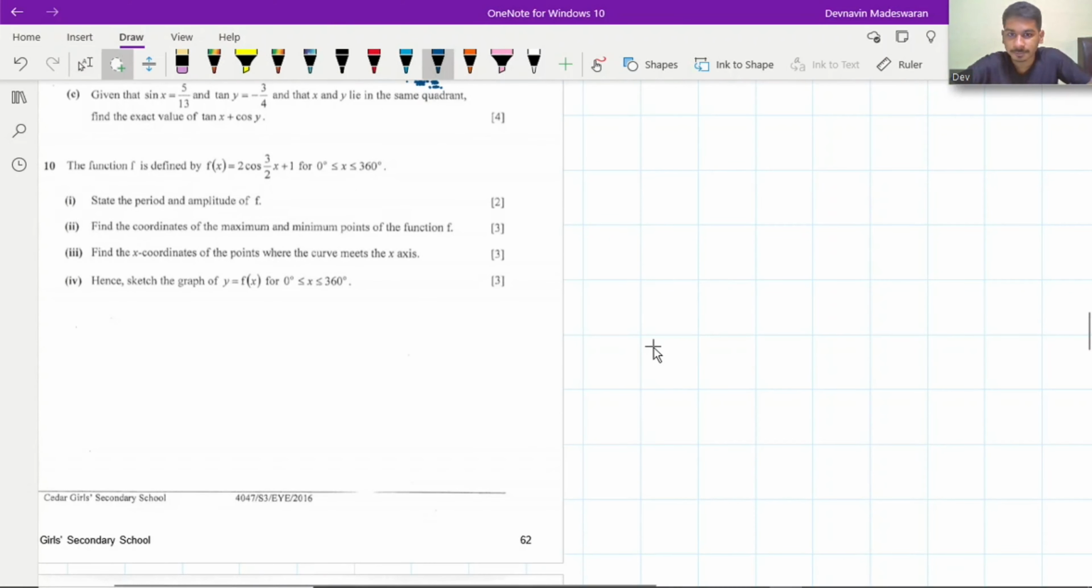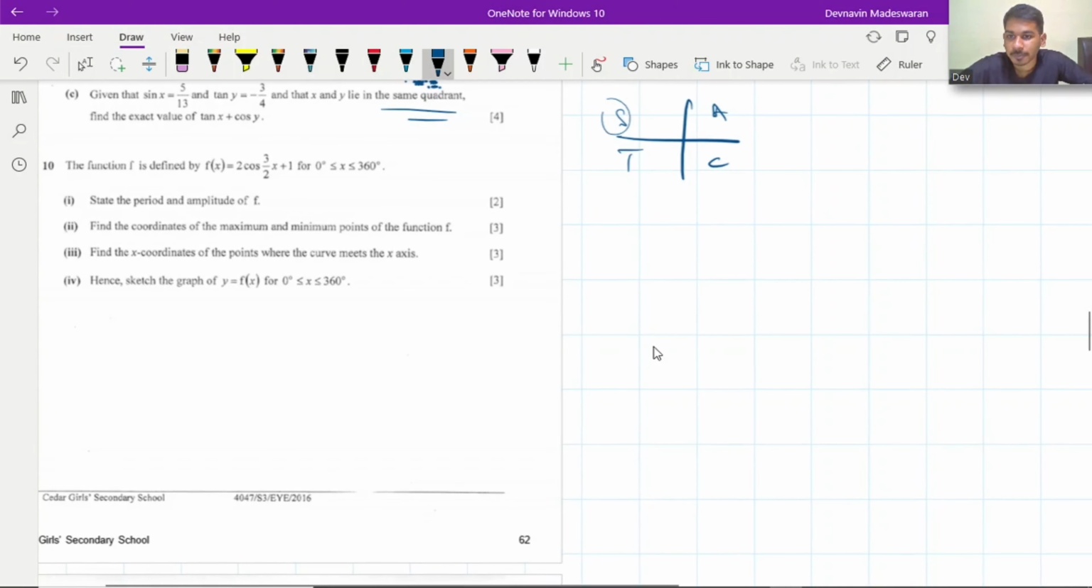Let's continue. We have sine x equal to 5 over 13, and tan y equal to negative of that, and they lie in the same quadrant. Okay, so which quadrant is tangent negative but sine is positive? This one, right? So it's the second quadrant. They are in the second quadrant.